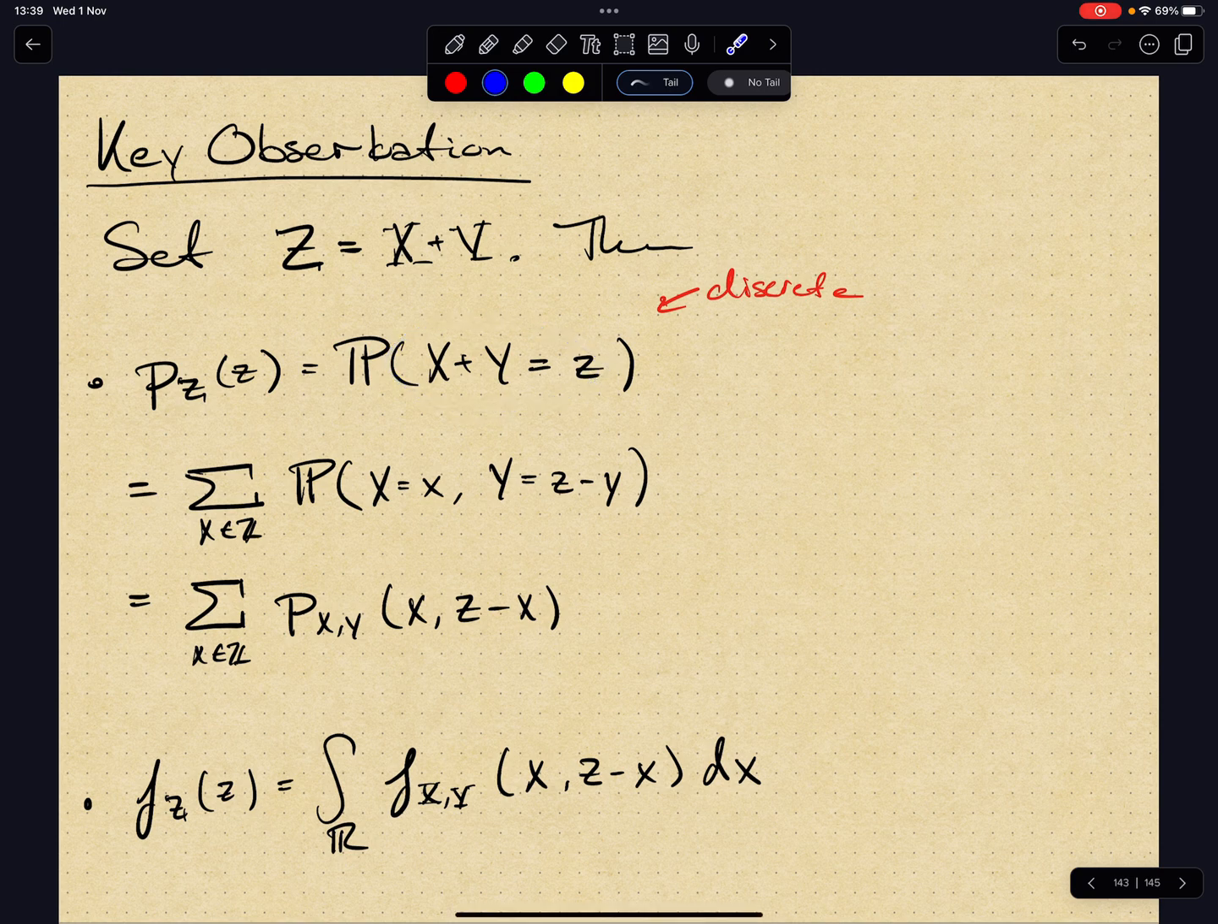So if I let the first random variable be equal to x, then for X plus Y to be equal to C, Y needs to be Z minus x. So if X is equal to x, then Y needs to be Z minus x. And then I need to consider all the possible cases, which is the summation over all x's. And then this probability is equal to the joint probability mass function. And I have that the probability mass function of Z, the sum of X and Y, is equal to this sum. This is called a discrete convolution.